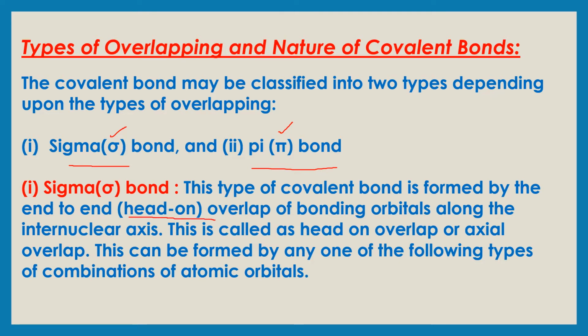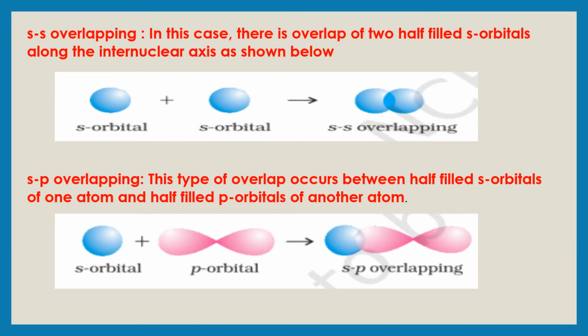As we saw in the previous slide, if the positive lobe of a p orbital is overlapping with the positive lobe of the other p orbital of an atom, we call it head-on overlap, and that is along the internuclear axis. This is called head-on overlap, or also termed axial overlap. It's on the axis. This can be formed by any one of the following types. Let us see. If an s orbital of an atom is overlapping with the s orbital of the other atom, you get this ss overlap. This is head-on overlap. Suppose hydrogen and hydrogen are overlapping.